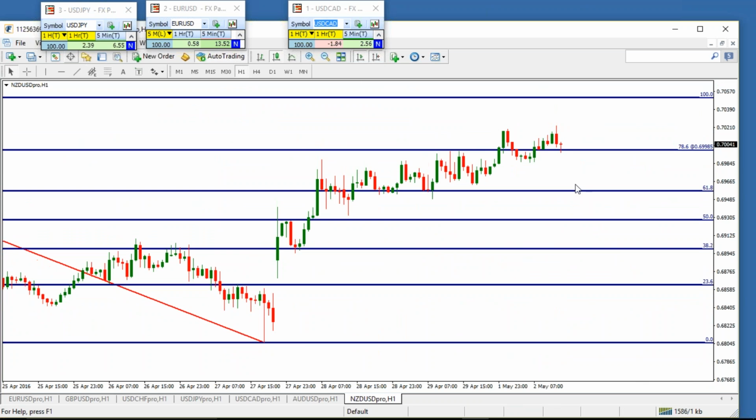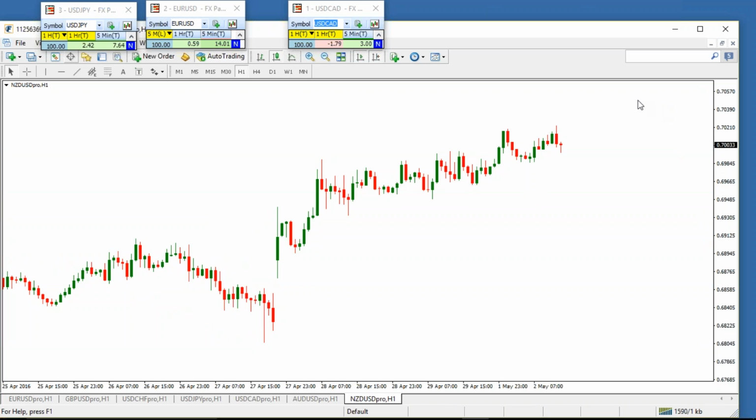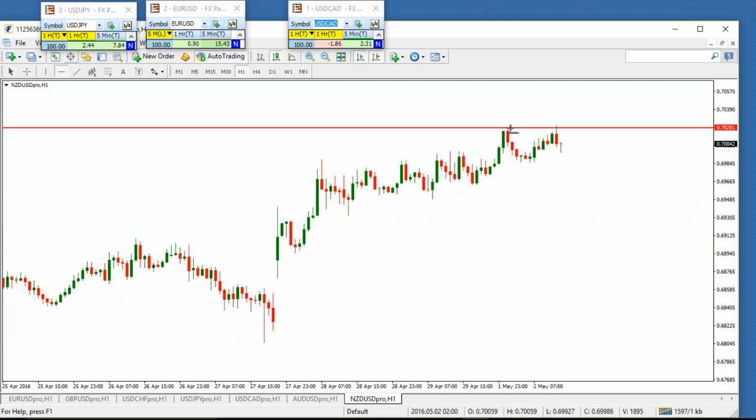I would look at New Zealand the same way I'm looking at the euro dollar. If I wanted to pick a commodity currency to trade today, I'd certainly go in the direction of trading New Zealand, just because it gives you the best. You see where that 78.6% retracement level was.